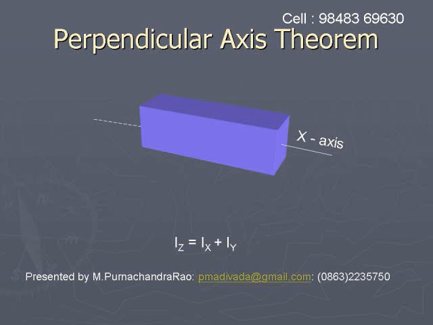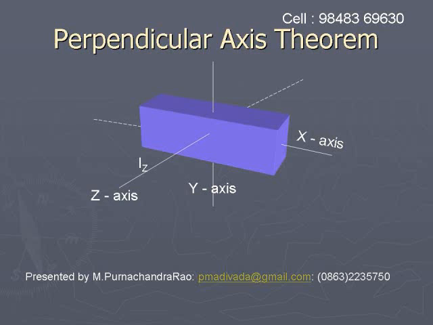To understand the perpendicular axis theorem, take a body of the shape of a rectangular parallelepiped. Imagine x-axis passing through the center and parallel to the length, y-axis passing through the center and perpendicular to the length or parallel to the breadth, and z-axis passing through the center and perpendicular to both x-axis and y-axis. Now, moment of inertia about x-axis is Ix, about y-axis is Iy, and about z-axis is Iz. Now, the relation is Iz is equal to Ix plus Iy.